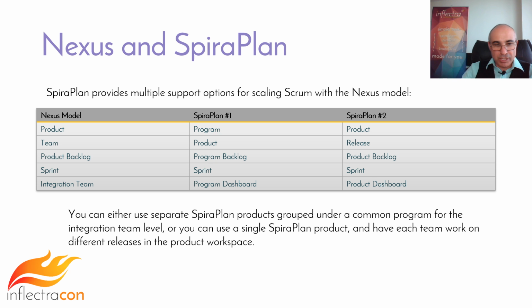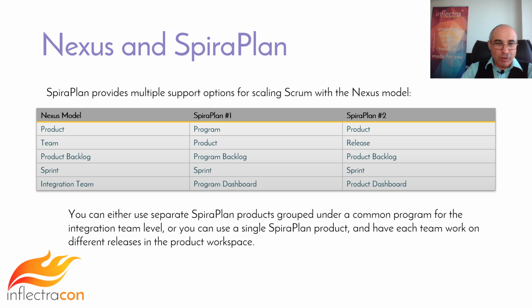The other option is you can do everything in one SpiraPlan product, and then you just use the releases and the release tree to segment your teams. Your product backlog and your sprints will be in the single product. And now you will use the product dashboard, not the program dashboard.